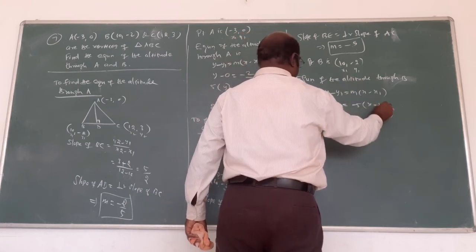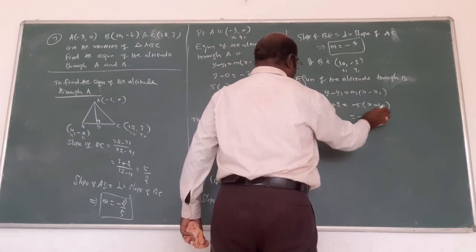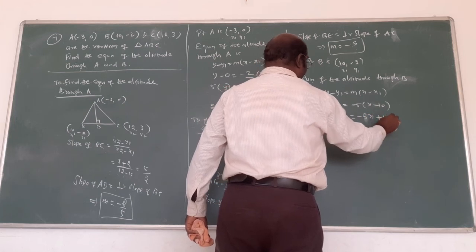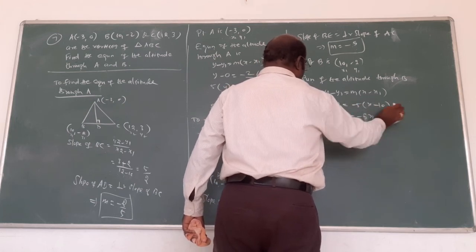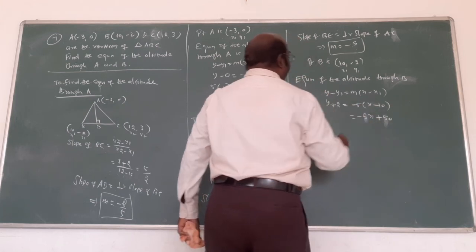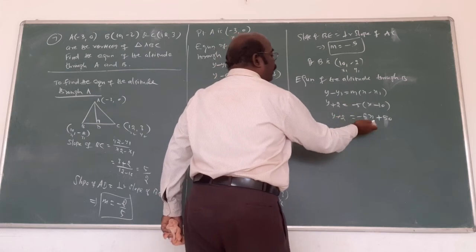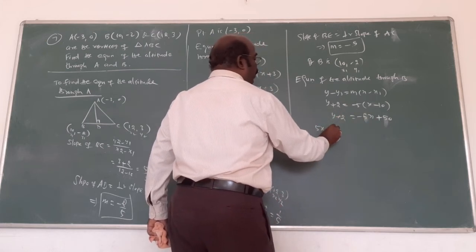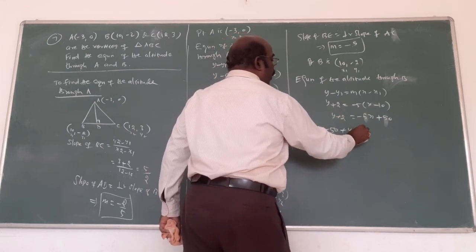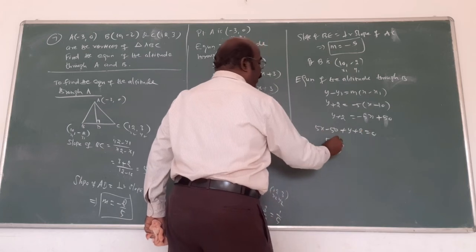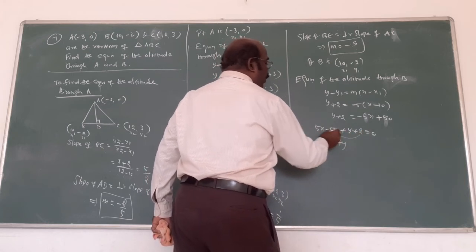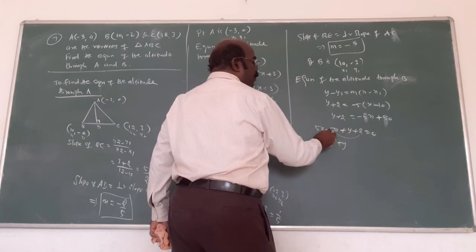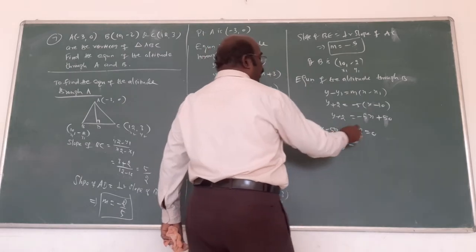Now multiply: minus 5x plus 50. Bring these to the same side: 5x minus 50, and y plus 2 is already there. So 5x plus y plus 2 minus 50, which is 5x plus y minus 48.